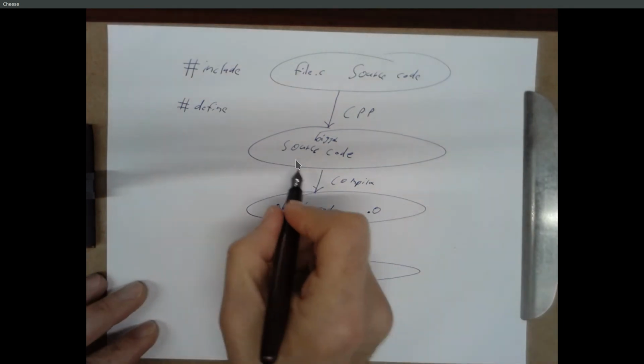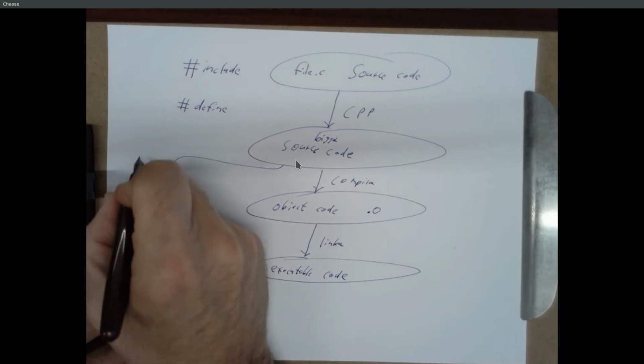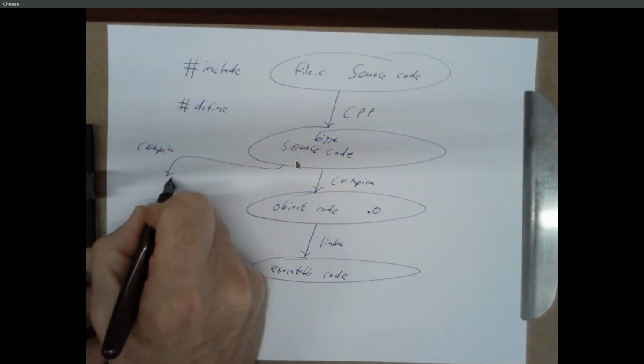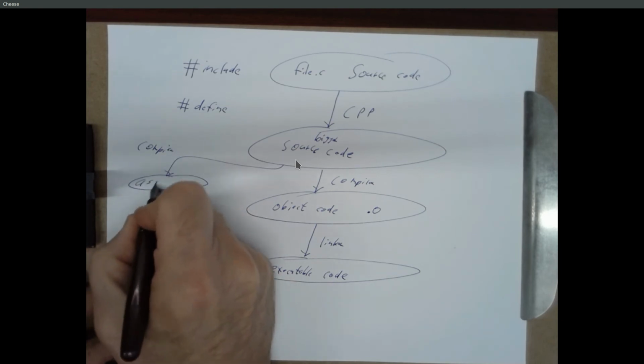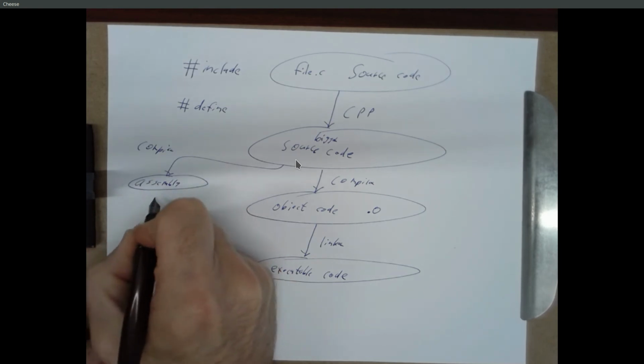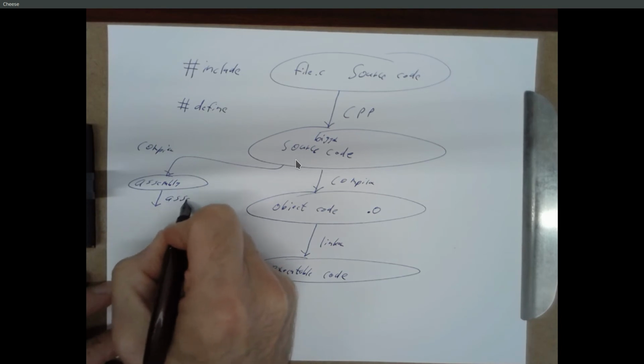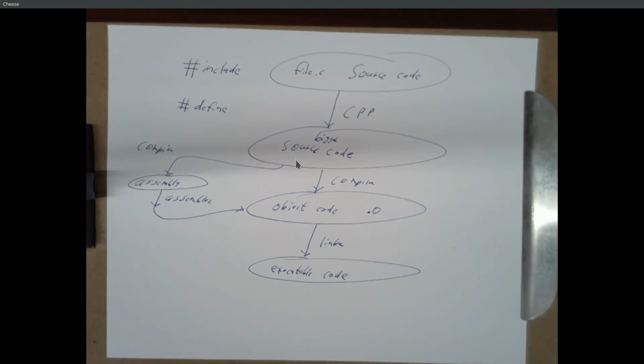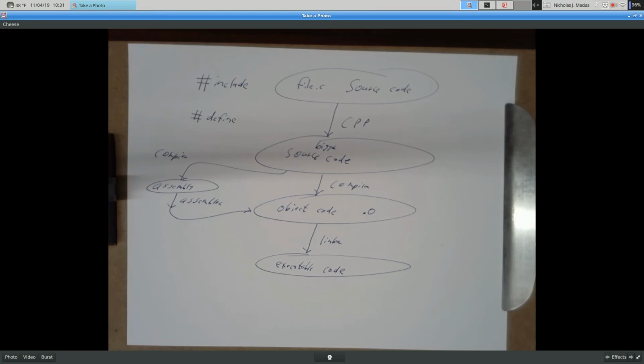Actually, I cheated. This compiler actually goes down to assembly, and that goes through an assembler and gives you object code. It may not actually do that though. It may go directly from C code into object code, but in kind of a theoretical way.